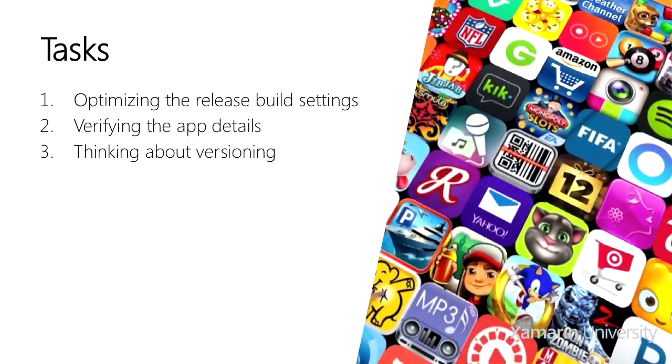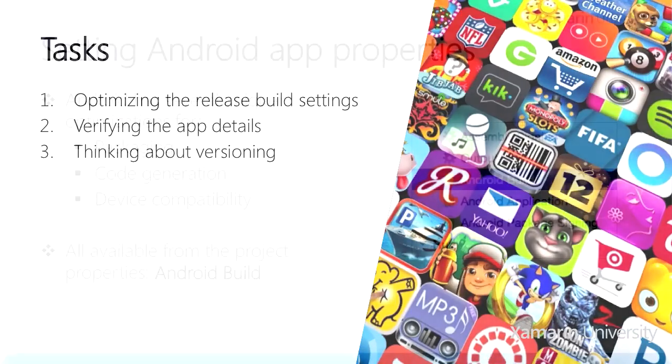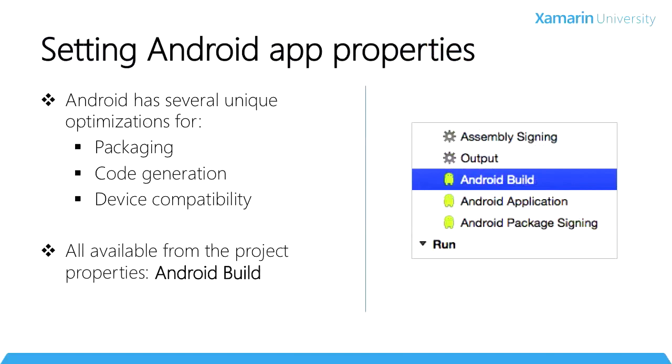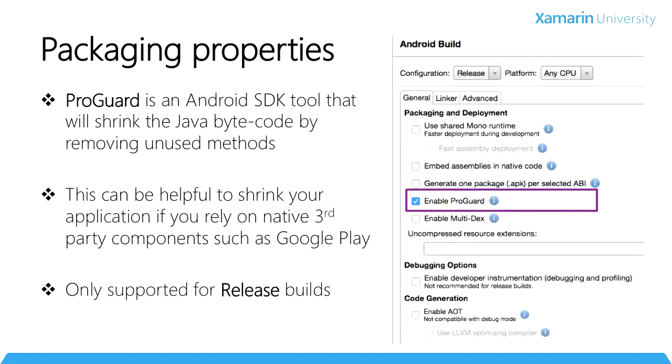There are a couple of release build options that we should tweak, and really have to tweak, if we want to deliver an app that runs at maximum performance. We find these settings if we open the project options of our Android project and then switch to the Android build tab. I'm going to walk you through the options later directly in Xamarin Studio, but let's start with ProGuard.